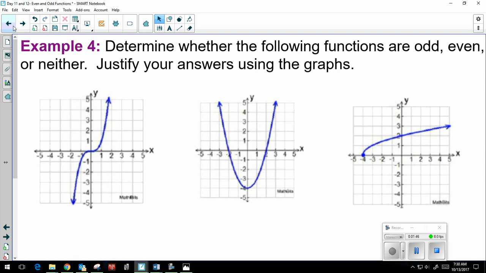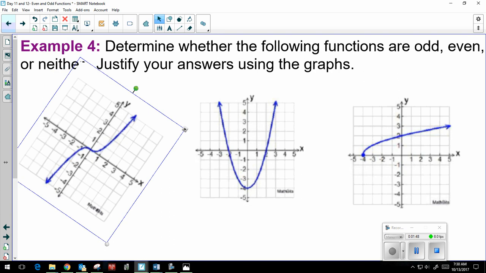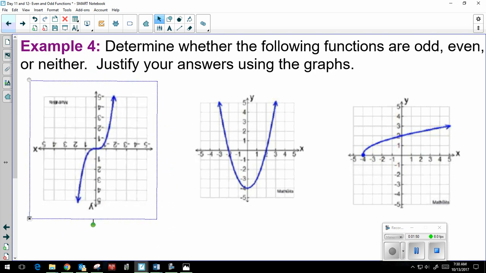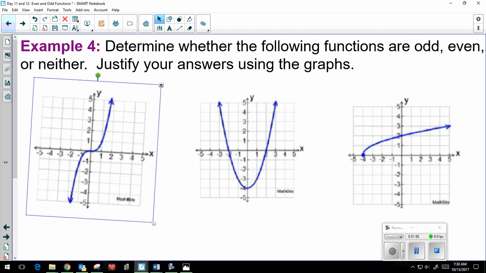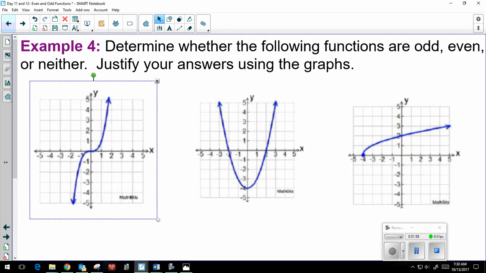Now, if you have it on a piece of paper, or if you have it on your calculator, you can flip it upside down. So I'm going to do the same thing here. If I flip this upside down, do I see the same picture? I do. So that means that it is odd. Let me turn it back the right way, and then we'll also just talk about points.